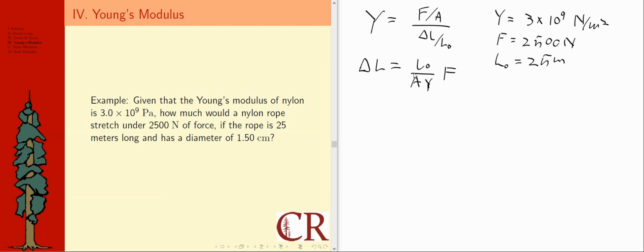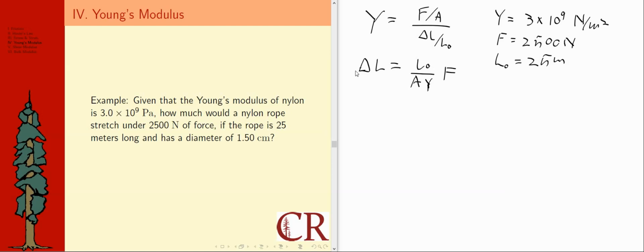So this example is pretty similar to the previous one in that we're looking at a Young's modulus situation, but this time it's for a nylon rope. The Young's modulus of nylon rope is 3 times 10 to the 9 pascals, and it says, how much would a nylon rope stretch under 2,500 newtons of force if the rope is 25 meters long and has a diameter of 1.5 centimeters? So again, I've already put up some of the stuff from the previous example.